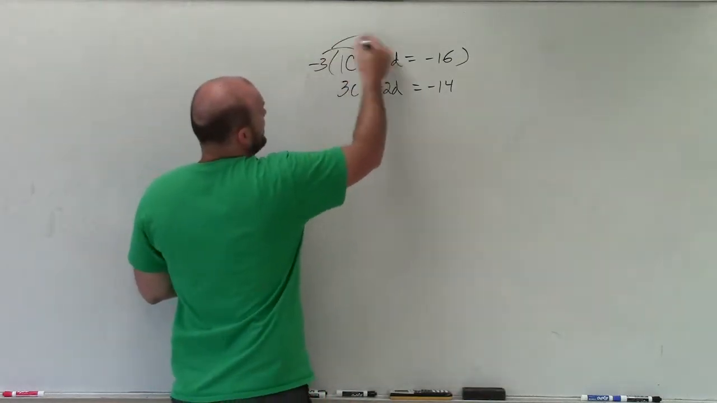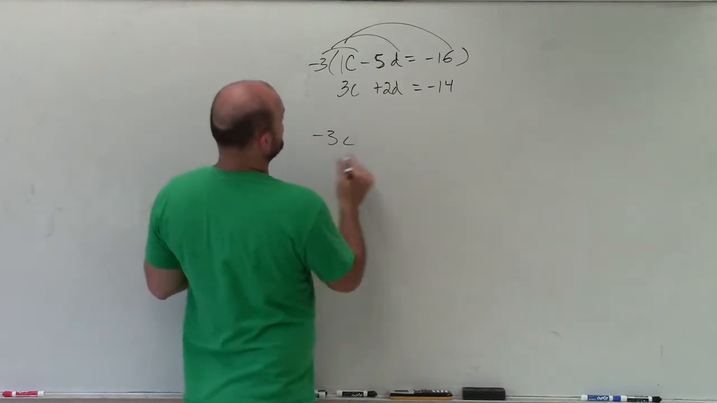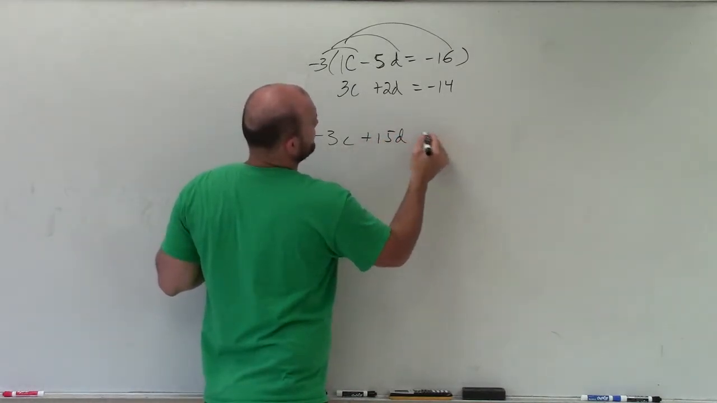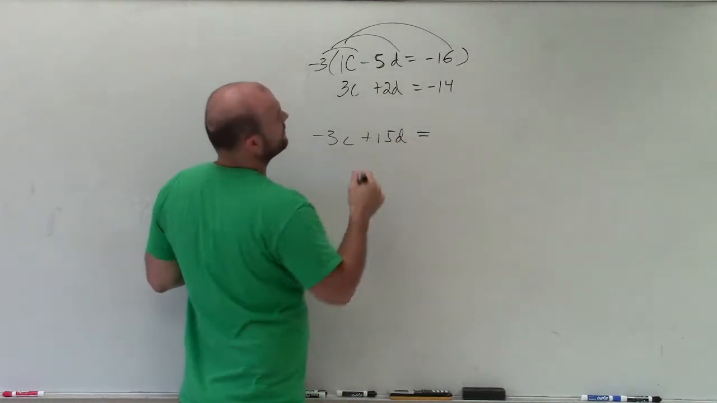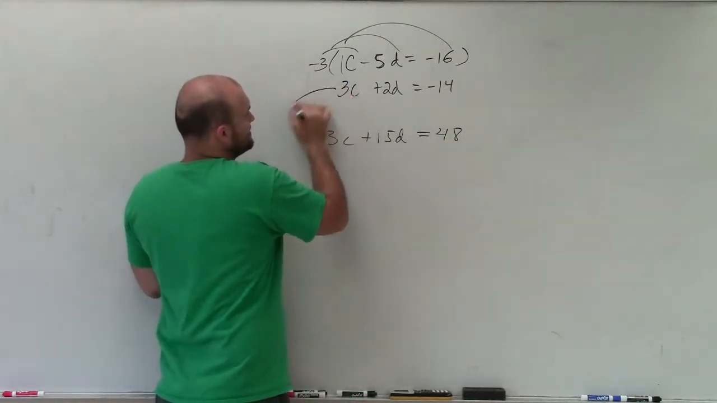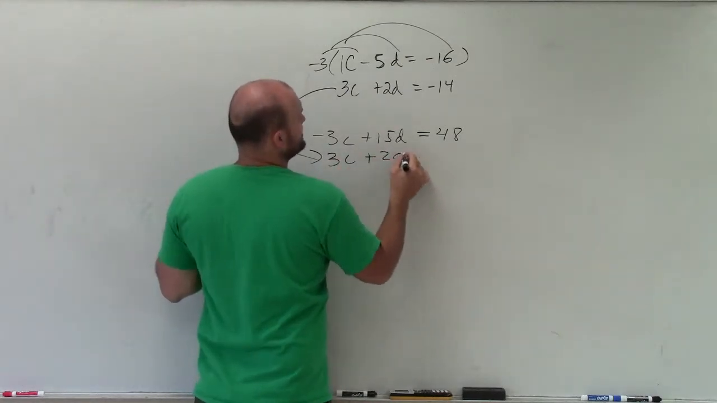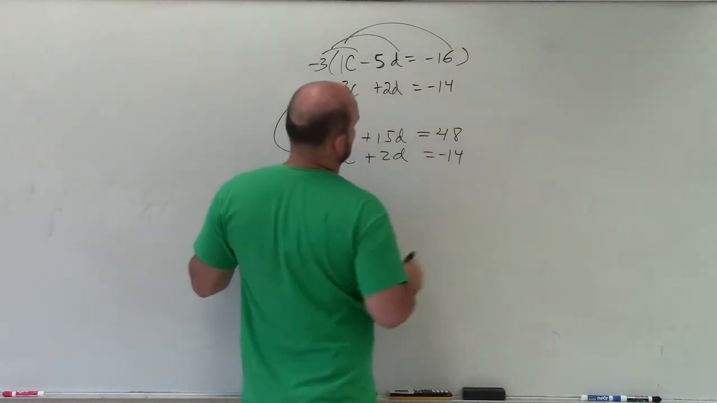Multiplying this through, we've got to make sure we multiply it by every single term to produce equivalent equations. I get -3c plus 15d equals positive 48. Then I just take this equation and put it back under. So I have 3c plus 2d equals -14.